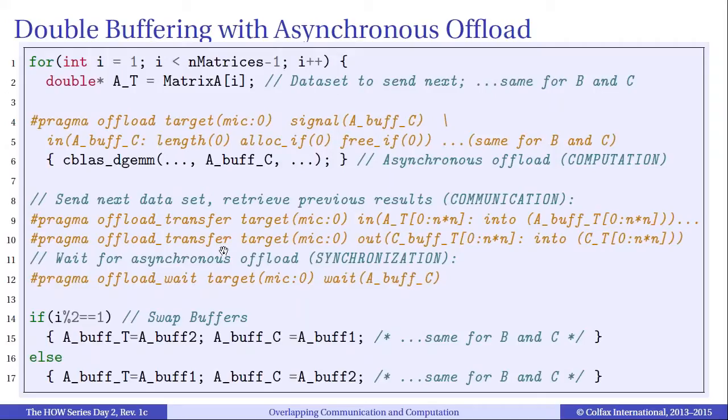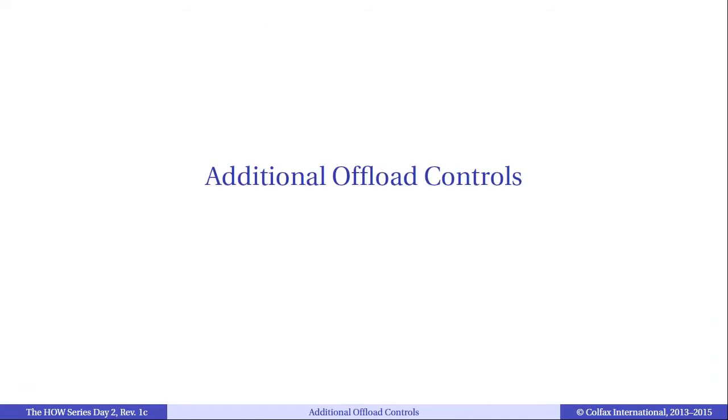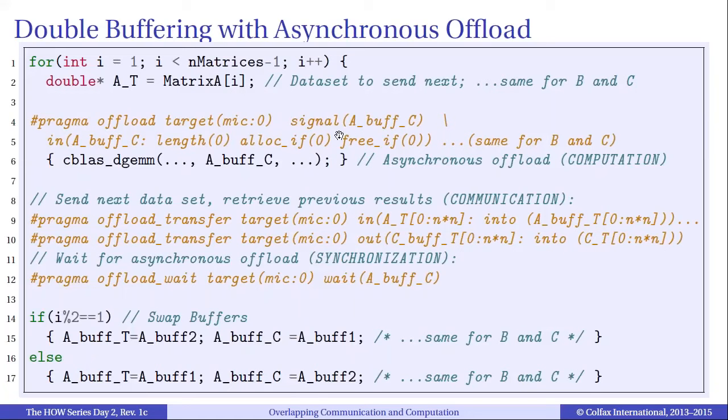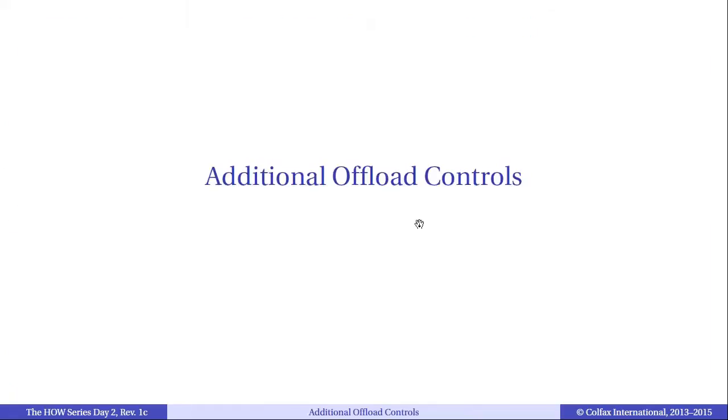This code you can find in our book or in the labs on your remote training server in one of the chapter 2 exercises. So when you do offload with memory retention, asynchronous offload, maybe multiple threads, things can get complicated quickly. And to help you troubleshoot what's happening, you have some additional offload controls, which I will discuss now.